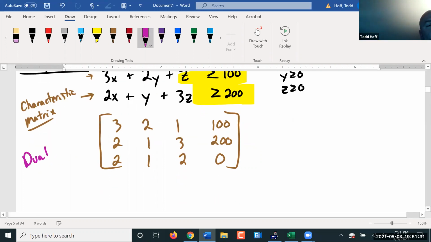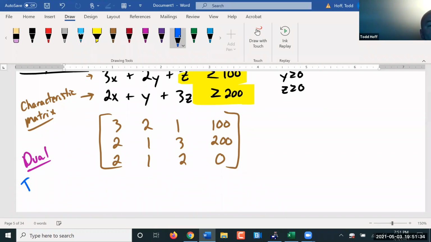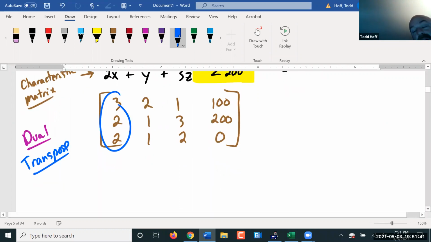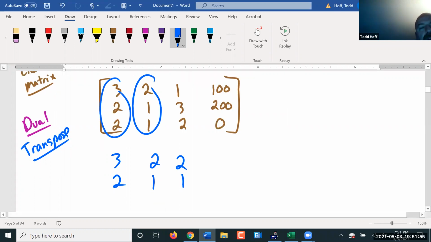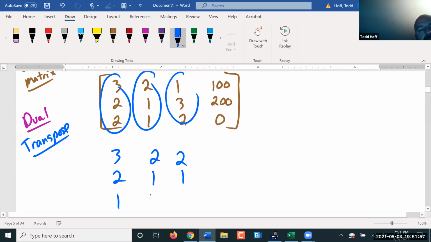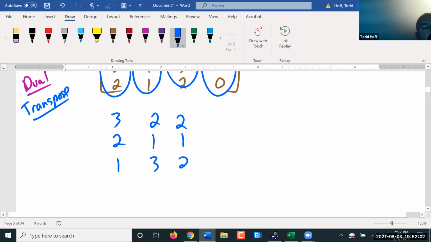Next, we're going to find the dual. And to find the dual, we're going to what's called transpose the matrix. So the first column becomes the first row of the matrix. 3, 2, and 2. Second column becomes the second row of the matrix. 2, 1, and 1. Third column becomes the third row. 1, 3, and 2. And the final column becomes the final row. 100, 200, and 0.